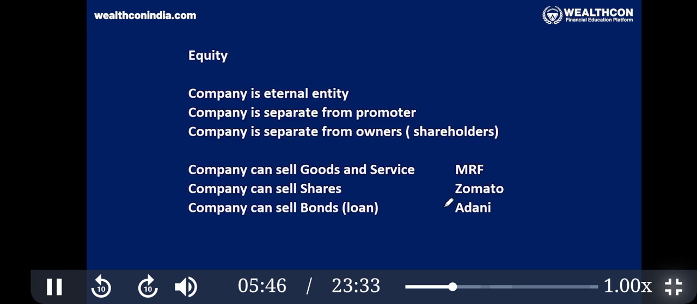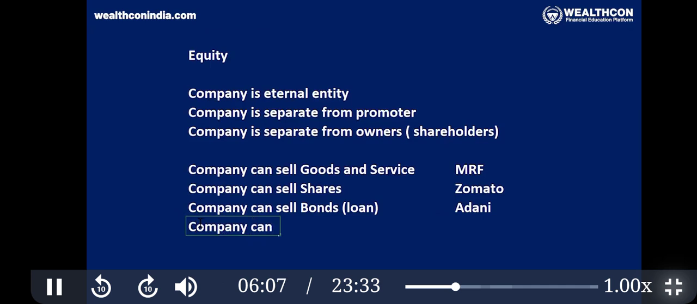Company does not get a gift, maybe sometimes a gift from the government, but usually a company earns by selling goods and shares. A company can take a loan. A company can also earn money by selling assets. So here I can add one more point: a company can sell its own assets.